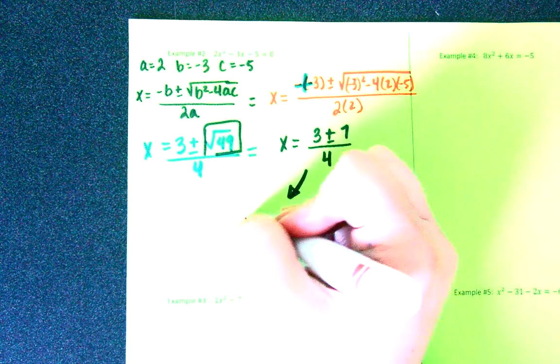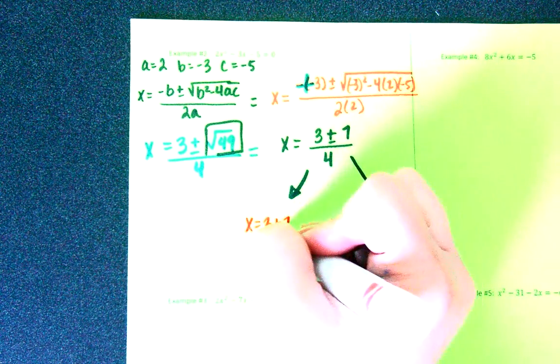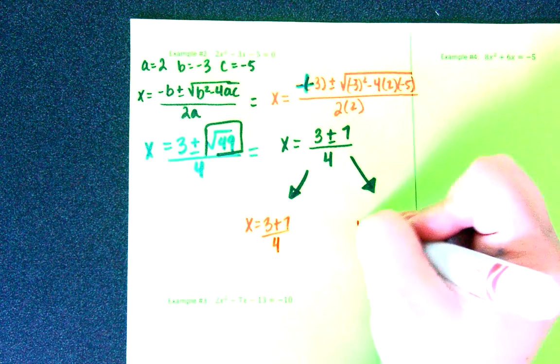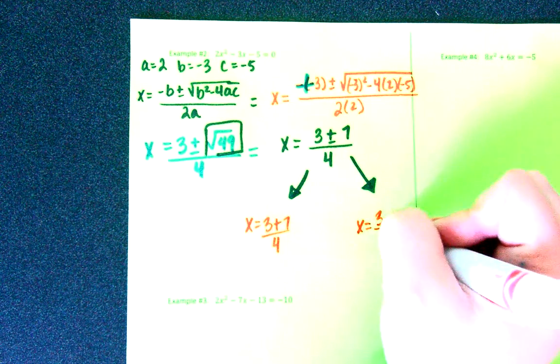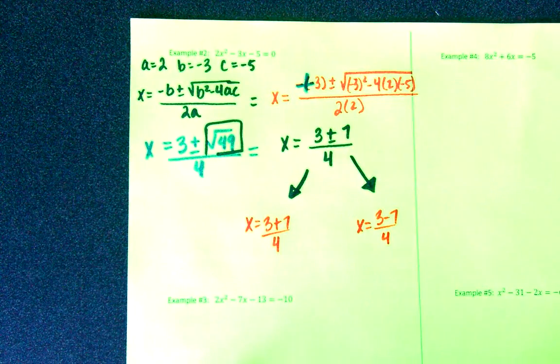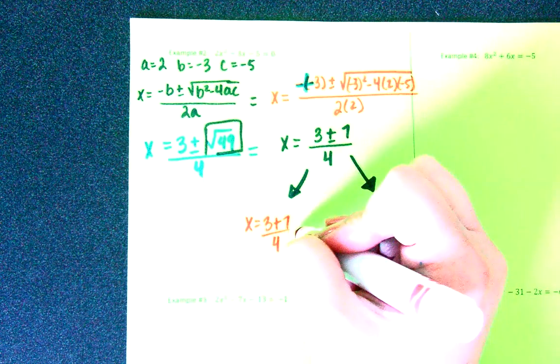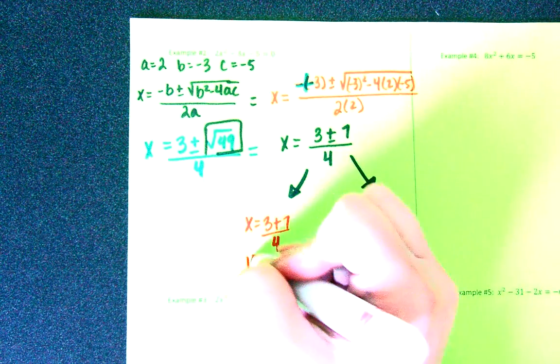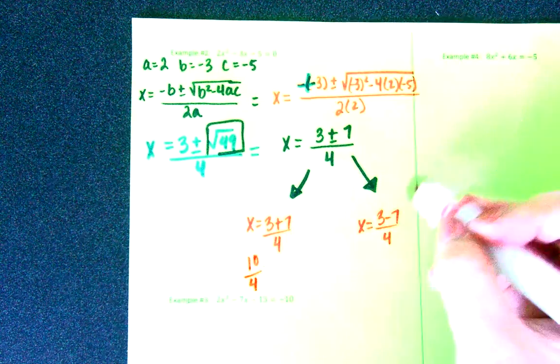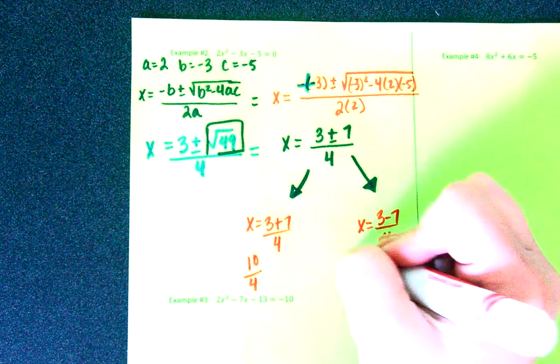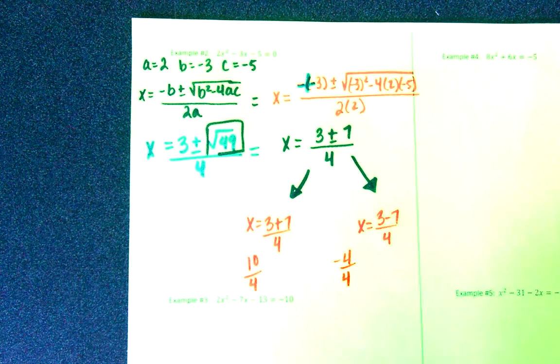So you have x equals (3 plus 7) divided by 4, and you have x equals (3 minus 7) divided by 4. Well, 3 plus 7 gives you 10 divided by 4. 3 minus 7 gives you negative 4 divided by 4.